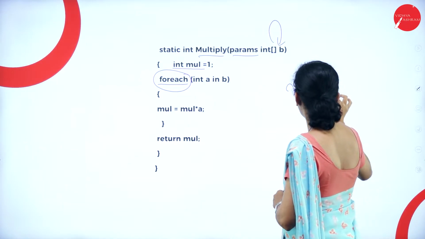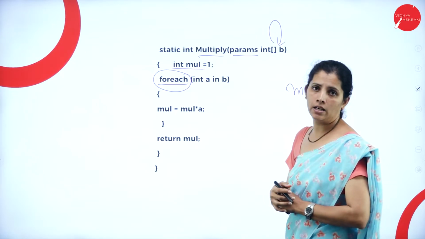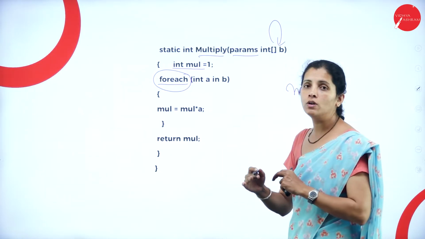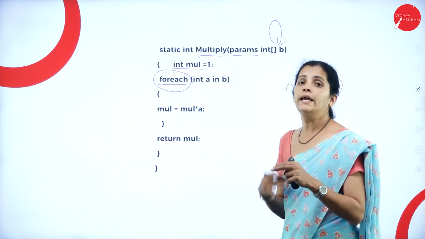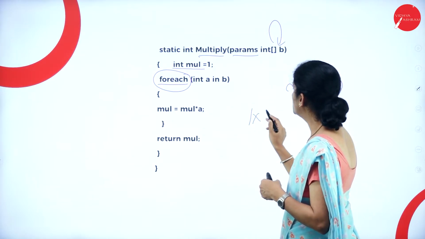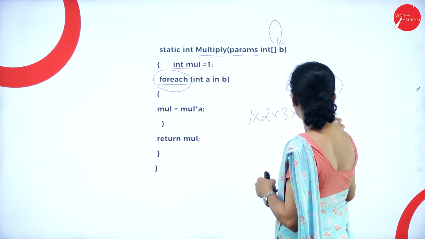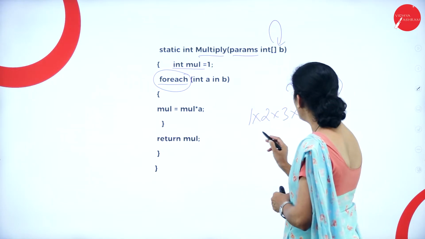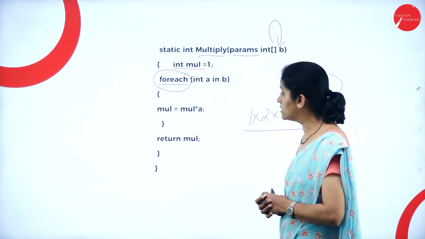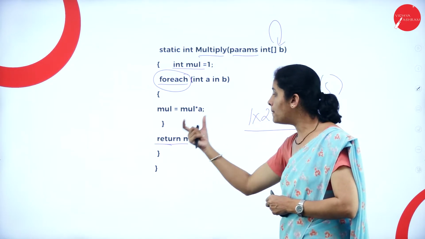Now, if I consider mul of 5, that is stored in B. I'm going to start from 1, then 2, then 3, then 4. That means 1 into 2 into 3 into 4 into 5. After multiplying, whatever value I get is returned here. So I'm going to return mul.